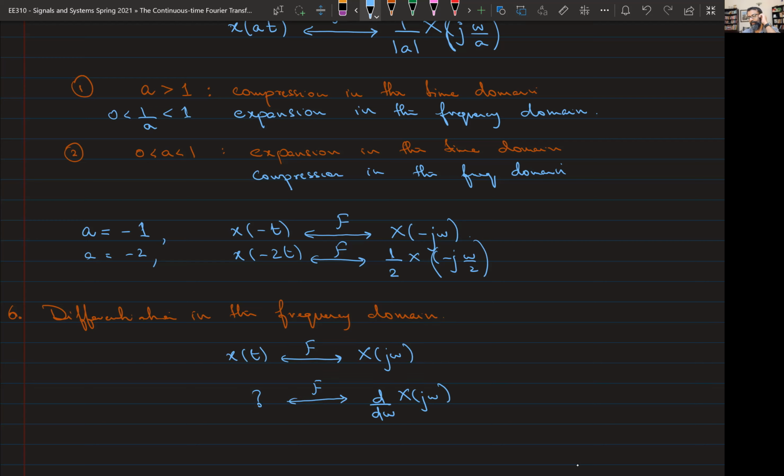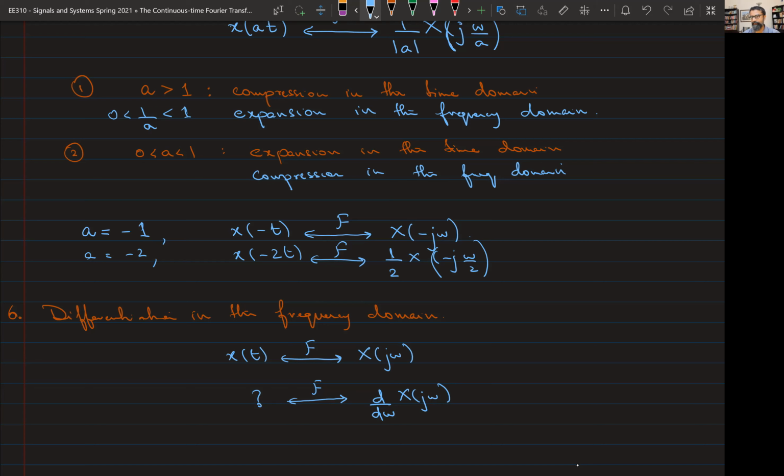Right, so we've talked about this. If you differentiate in the time domain, what happens in the frequency domain? You just multiply the frequency domain with j omega, right? Now I'm asking the reverse question. If I differentiate the frequency domain Fourier transform, then what do we get in the time domain? So how do I go about this?